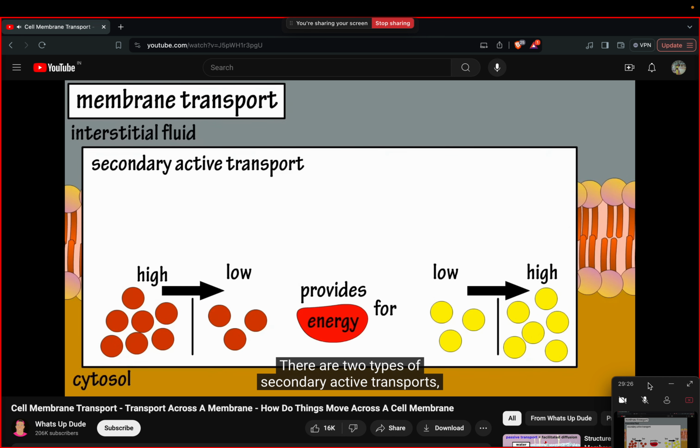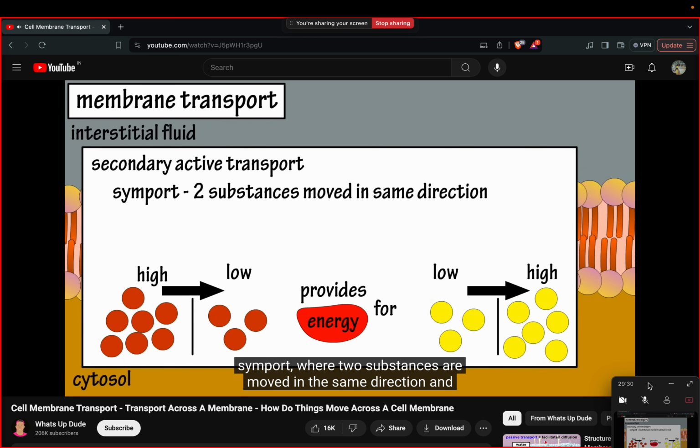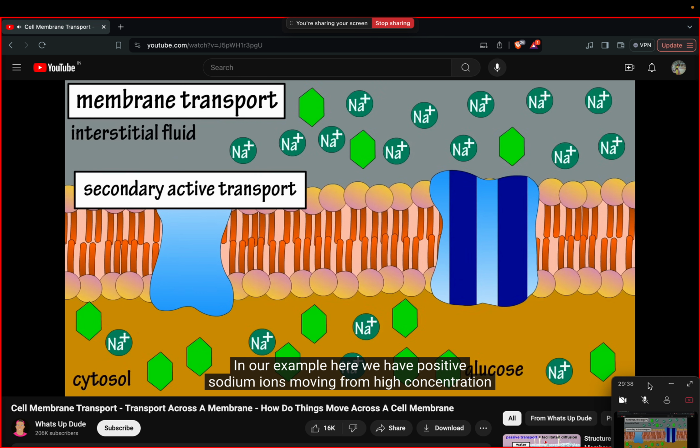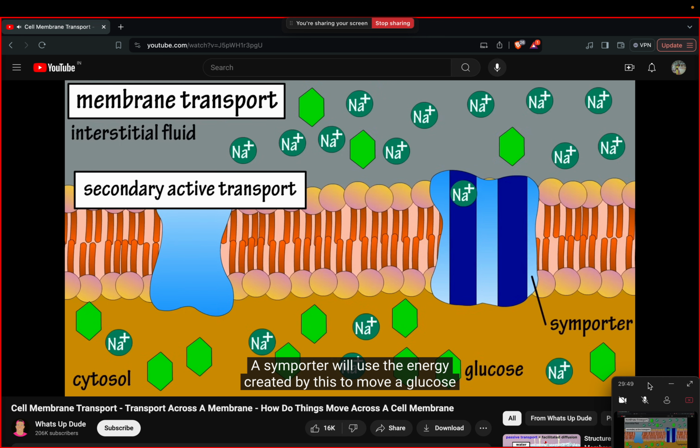There are 2 types of secondary active transports: symport, where 2 substances are moved in the same direction, and antiport, where 2 substances are moved in opposite directions. In our example here, we have positive sodium ions moving from high concentration outside of the cell to lower concentration inside of the cell. A symporter will use the energy created by this to move a glucose molecule from a low concentration area to a high concentration area.